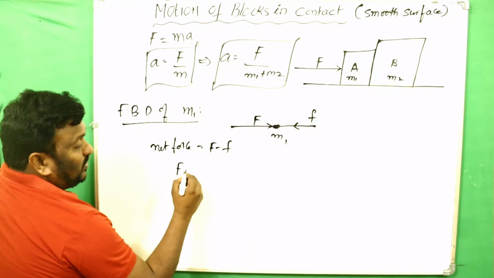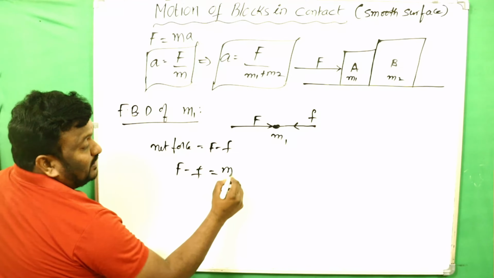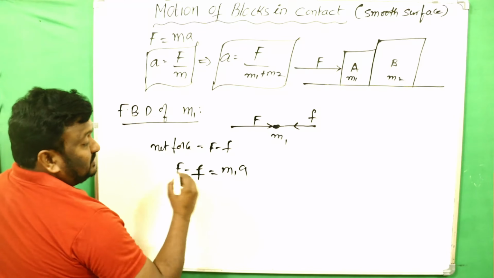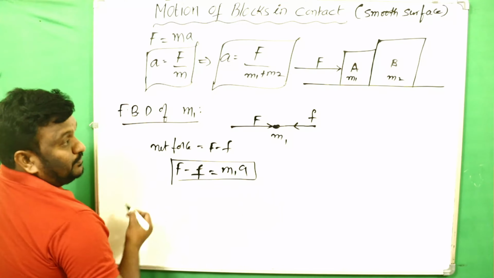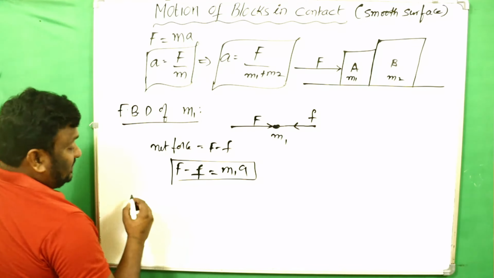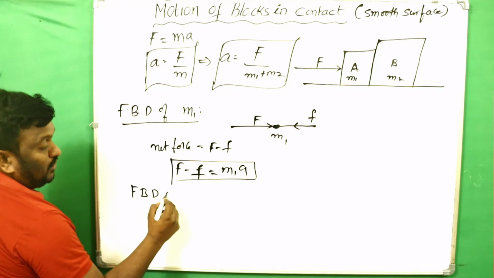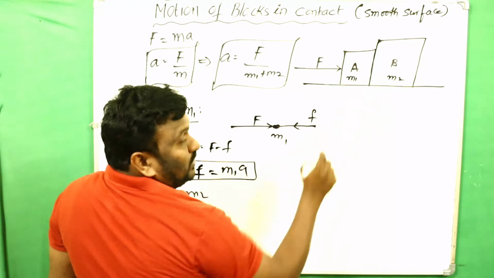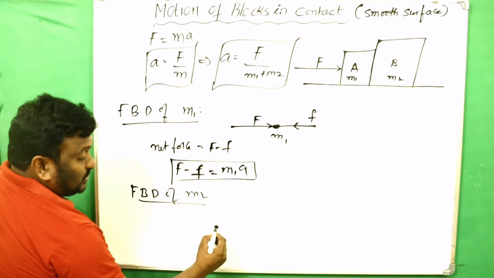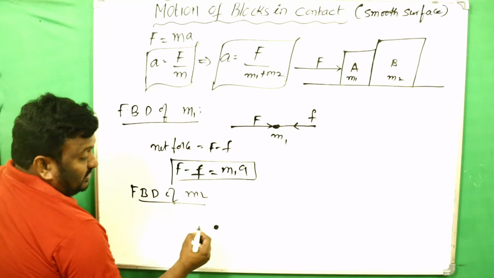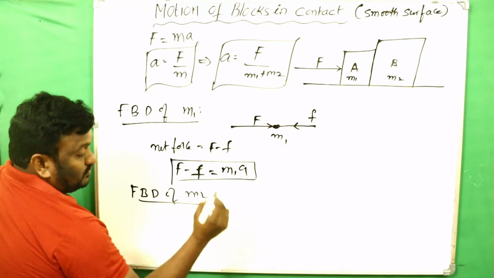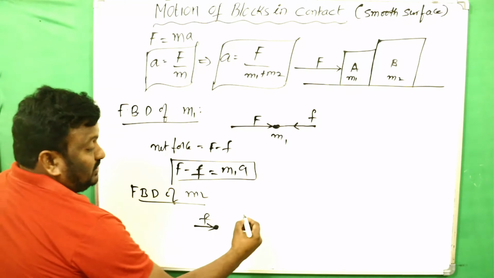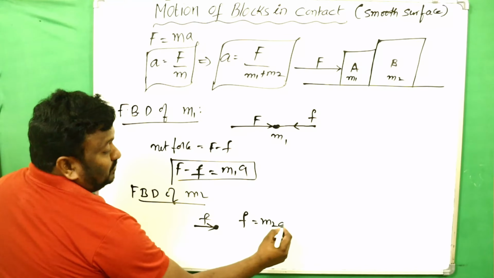Again, according to Newton's second law, F minus f equals m1a. This is for the first body. Similarly, we can go for the second body, the free body diagram of m2. There is only one force on the second one, that is f, the force applied by A on B. So we can write f equals m2a.